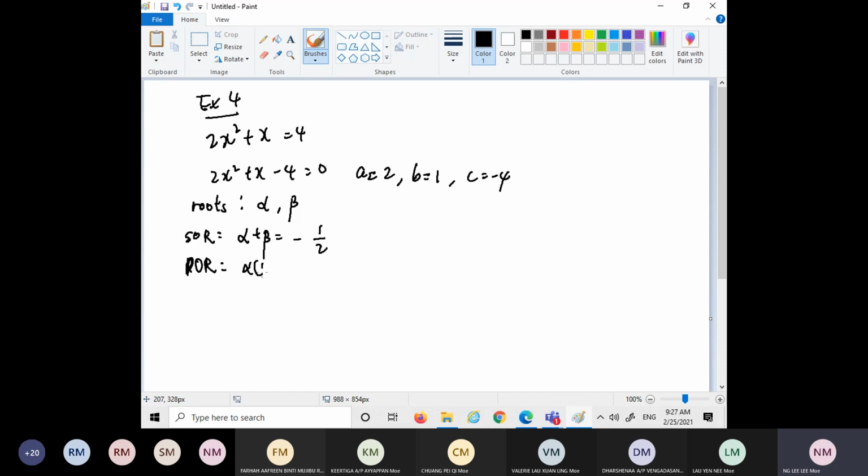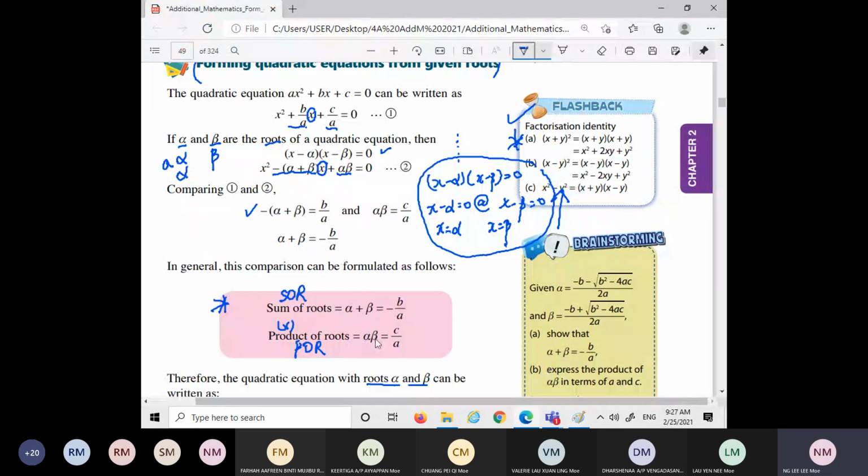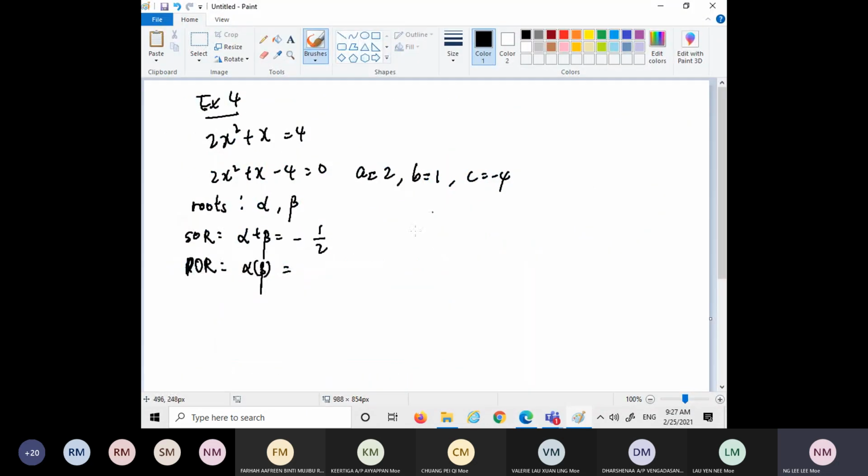Same as POR, the product: alpha times beta, or alpha beta. Alpha times beta is c over a. C is -4 over a, a is 2. Therefore, I get -2. Now I'm ready. If afterwards I see alpha plus beta, I'm going to replace it with -1 over 2. If I see alpha times beta, I'm going to replace it with -2. I don't actually know what alpha and beta are. So this is the first part of this type of question.